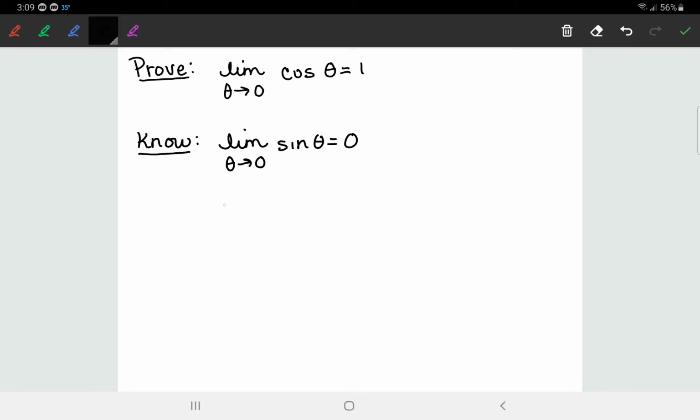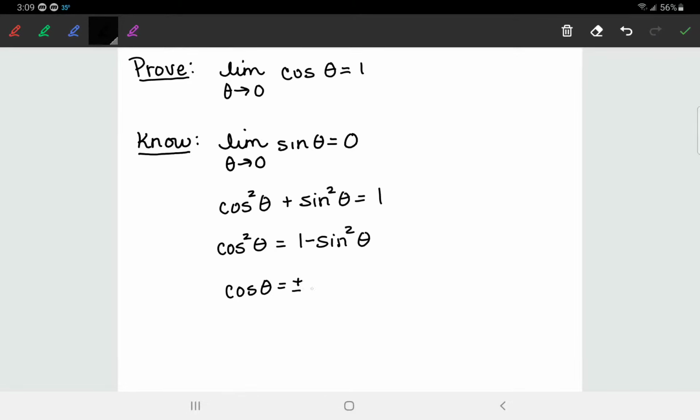From trigonometry, we have the Pythagorean identity that cosine squared theta plus sine squared theta is equal to 1. And let's solve this for cosine. So we know cosine squared theta is equal to 1 minus sine squared theta. So the cosine of theta will be equal to plus or minus the square root of 1 minus sine squared theta.